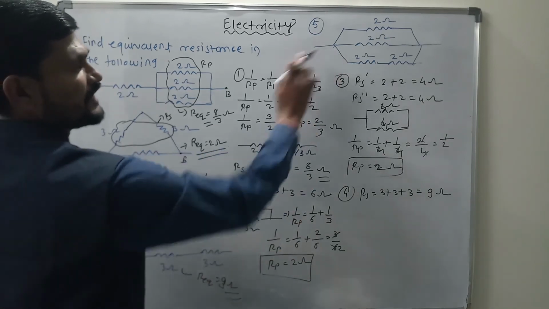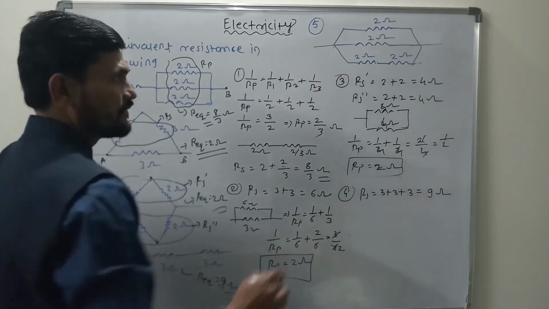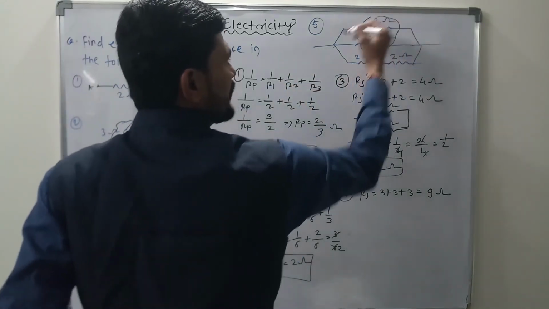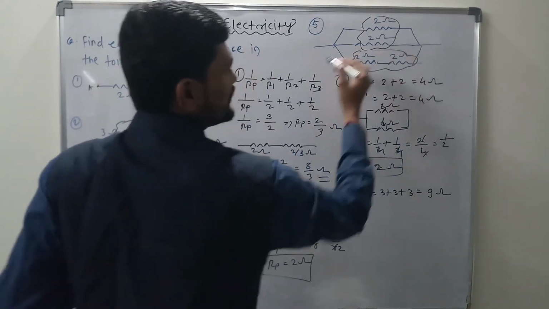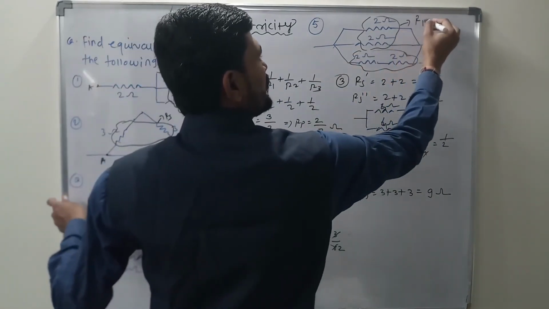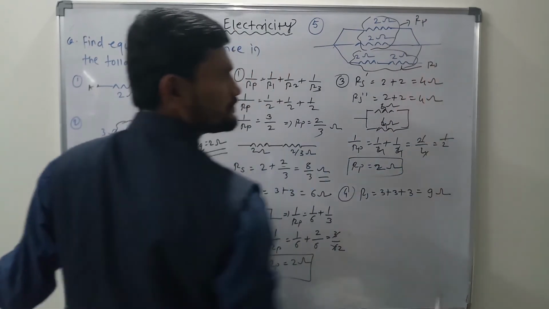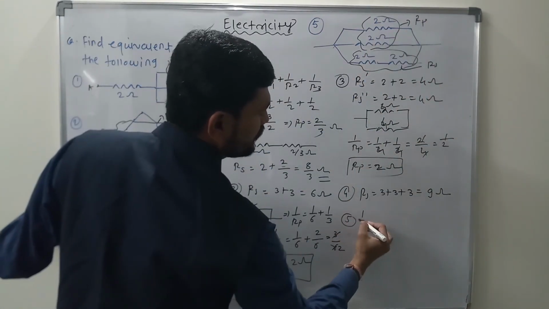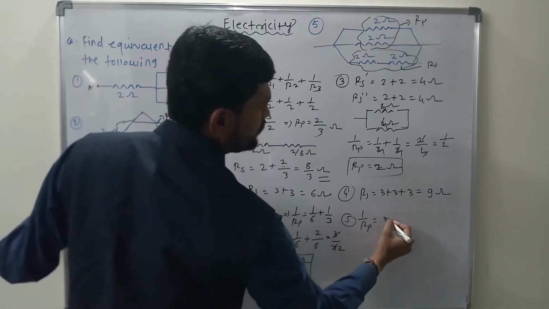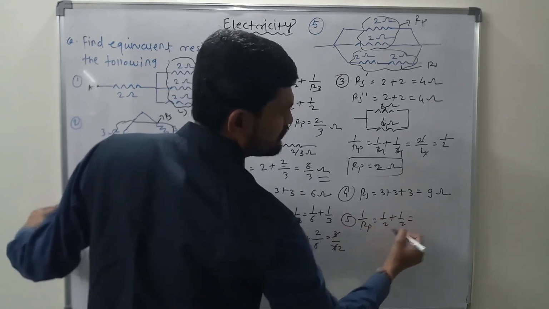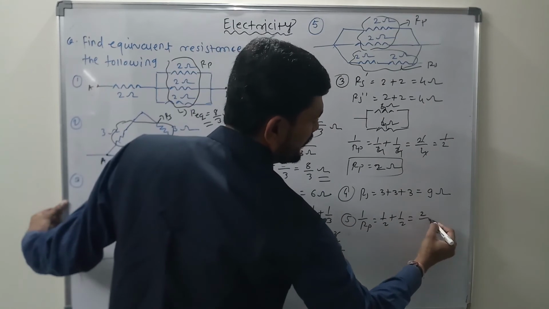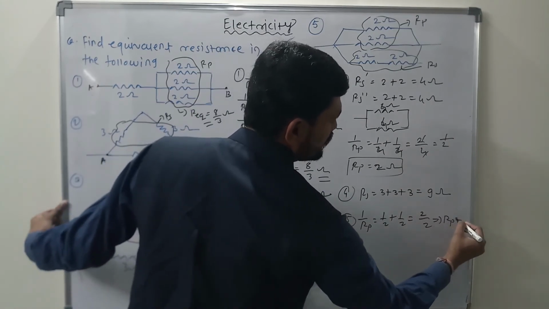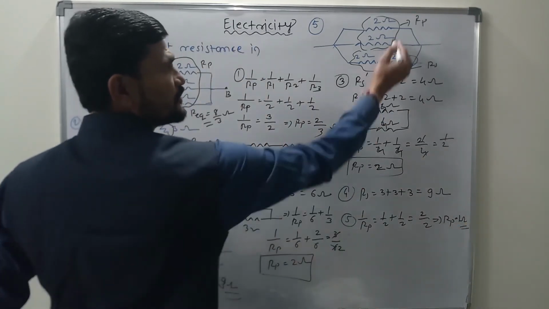Clear? Similarly, in that case, this diagram is a little bit different. How are they connected in parallel? How are they connected in series? You must calculate first Rp, then calculate RS. Clear? So this is the fifth one. First I will calculate Rp. 1 upon Rp is equal to 1 by 2 plus 1 by 2, which becomes 2 by 2. Hence Rp is equal to 1 ohm. This is the resultant of that.